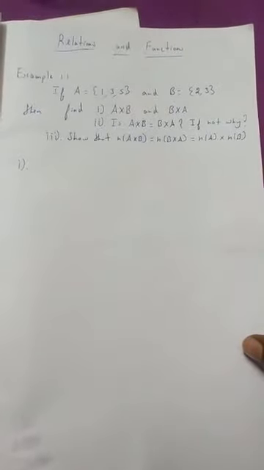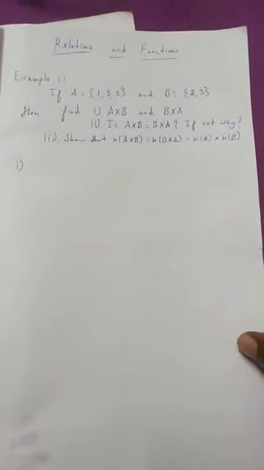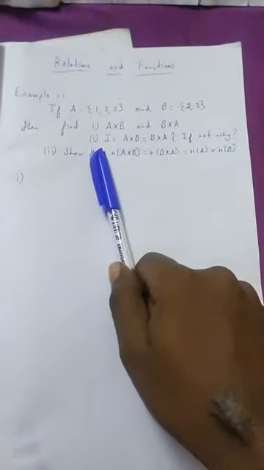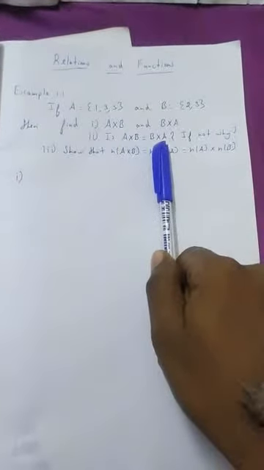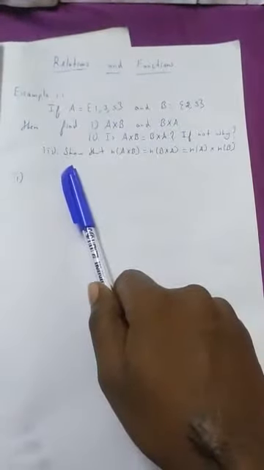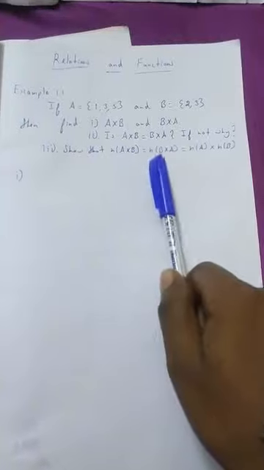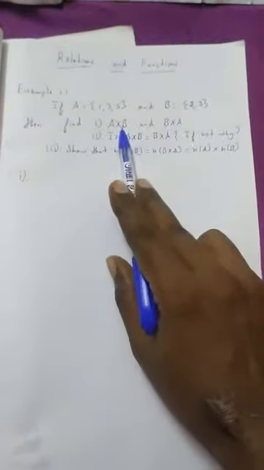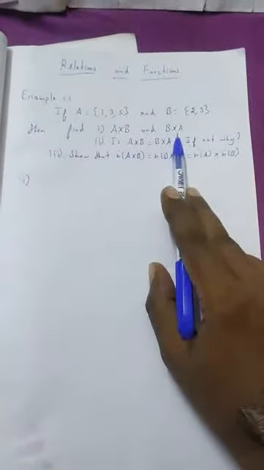If A is equal to the set {1, 3, 5} and B is equal to the set {2, 3}, then find: first subdivision, A cross B and B cross A. Second subdivision, is A cross B equal to B cross A? If not, why? And third subdivision, show that n of (A cross B) is equal to n of (B cross A), which is equal to n of A times n of B. Right? So, first subdivision, we have to find A cross B and B cross A.